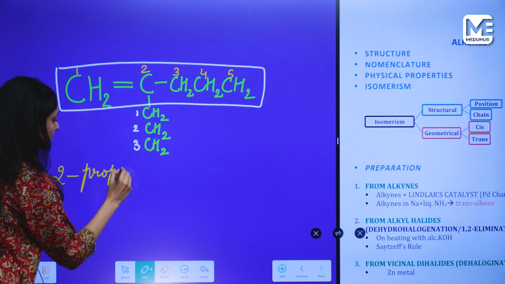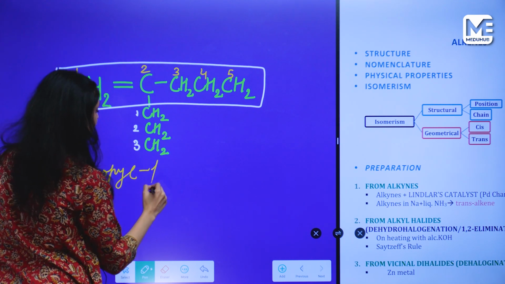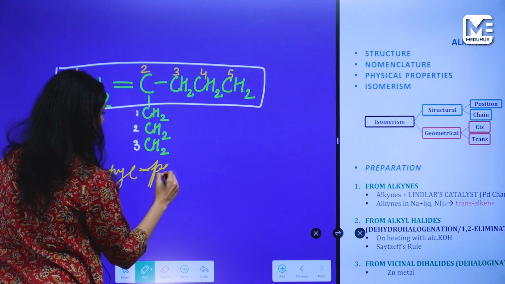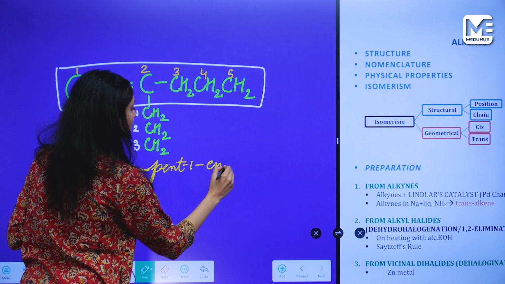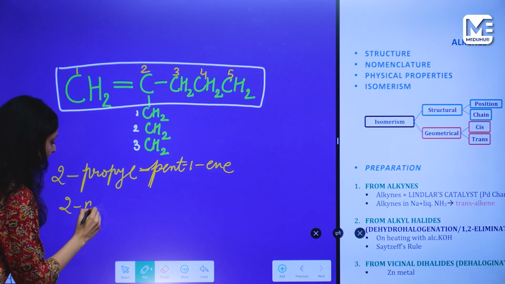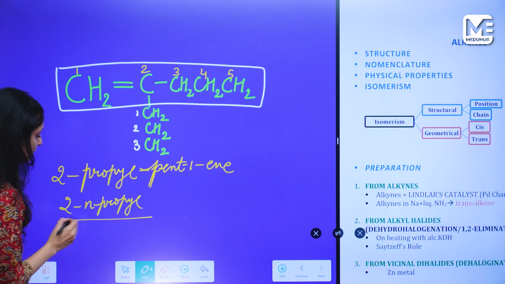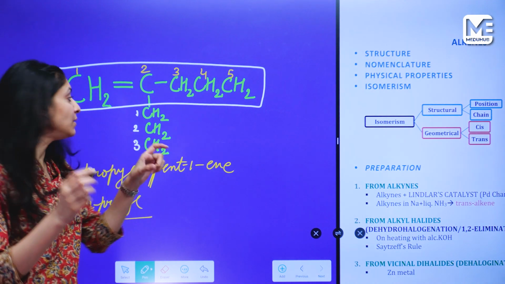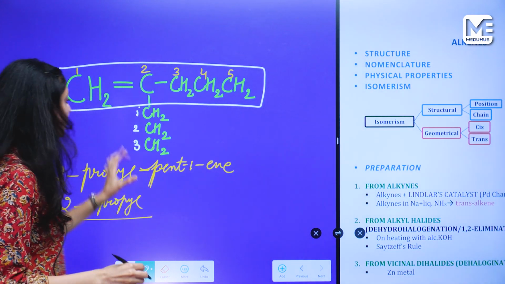Propyl, 2 propyl, pent, 1 ene. Or we can also write 2 N-propyl. What does N-propyl mean here? That is, it's a straight chain propyl which has branching at the first carbon, that is normal propyl. Alright.